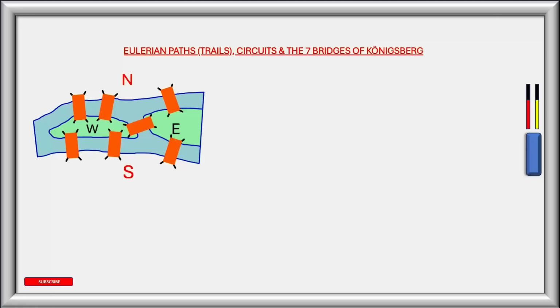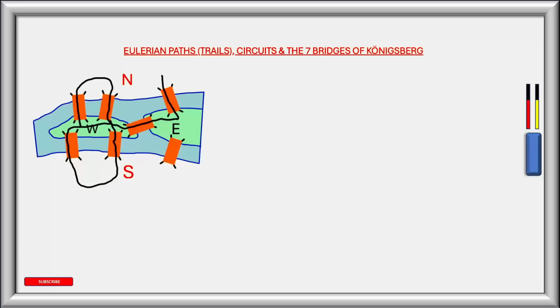This time we'll start on the west island and we'll head up to the north bank. And from the north bank, we'll head back down to the west island and cross over this bridge to the south bank. And then we'll use this bridge to get back onto the west island. And the bridge between the west and the east island to take us onto the east island. Now we have a choice. We can head to the north bank or the south bank. So let's head to the north bank.